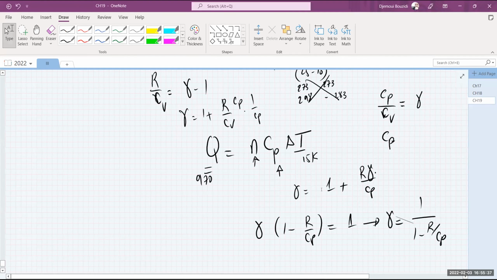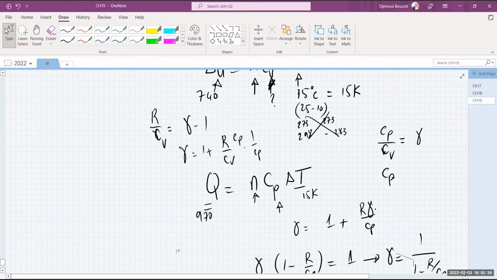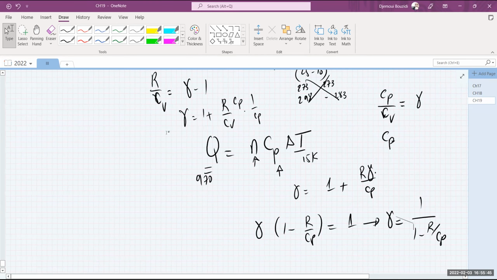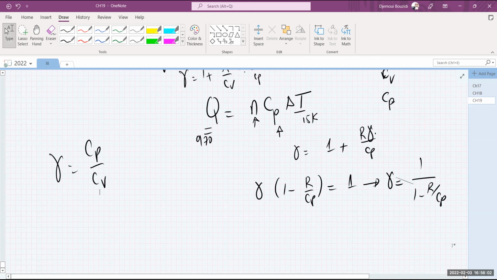So there are two ways of doing business in here. In other words, finding CV from this expression, because we have delta U, we have N, we have delta T. Finding CP from this expression, we have Q, we have N, we have delta T, we can find CP. We can use these two and at the end find gamma, simply equal to CP over CV. That's it, okay?